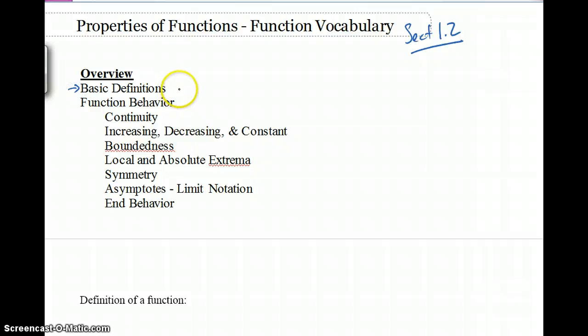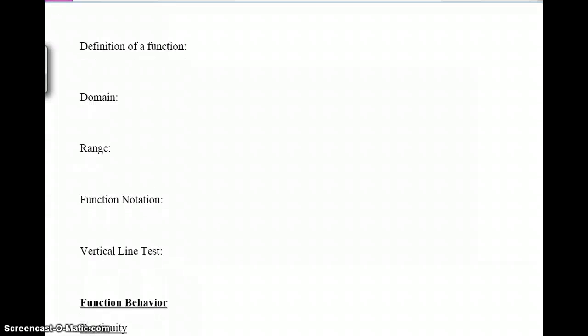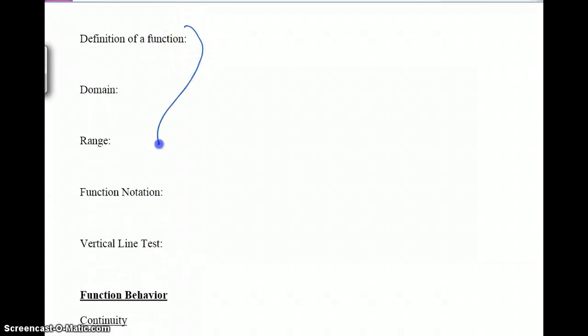And what I'd like for you to do is to go to page 86 in your textbook, section 1.2, and go through the first half of the page to find these definitions. We will talk about them in class and review them to make sure that you understand them fully. I will be using those definitions for the rest of this video, so please press pause right now, go through, find the information, write it down on your sheet, and then come back to listen to the rest of the video.